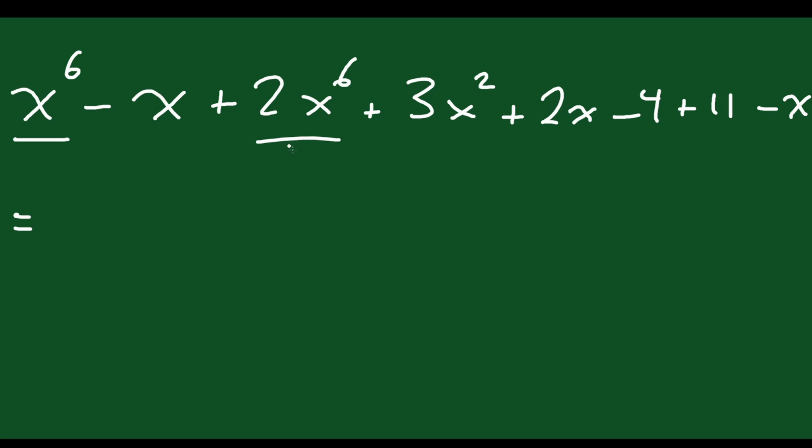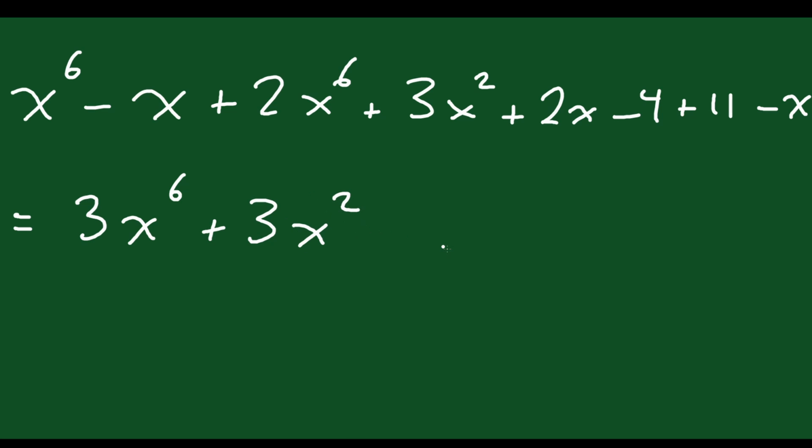So we'll add those two together, right? 1 plus 2, you're going to get 3x to the 6. Okay, what's the next biggest exponent we have? I think it's this 2 here, right? And it looks like that's the only one that has a 2 in the exponent. So that plus 3x squared is just going to be all by itself, like that.